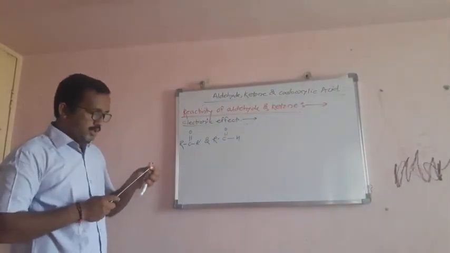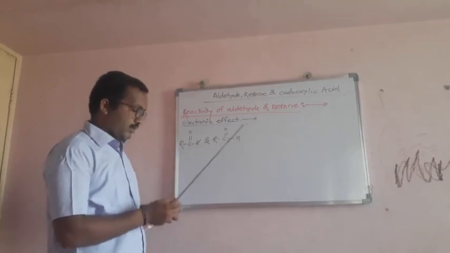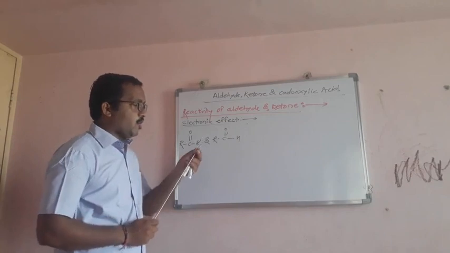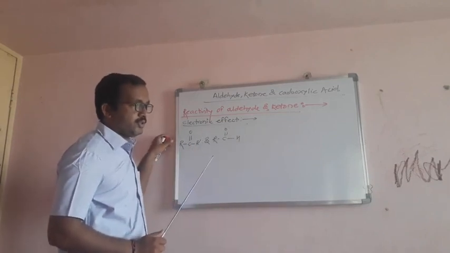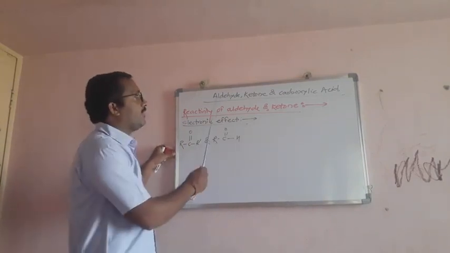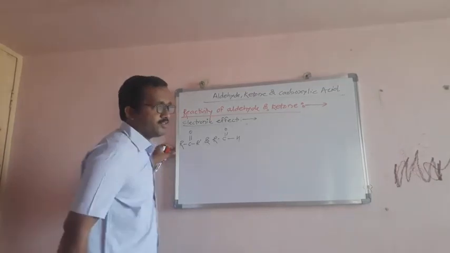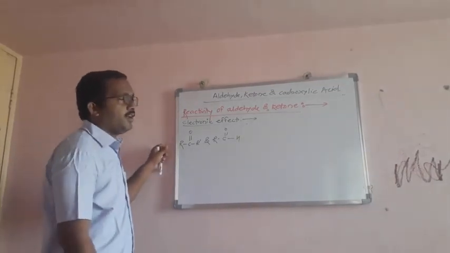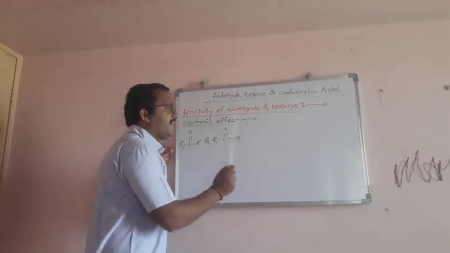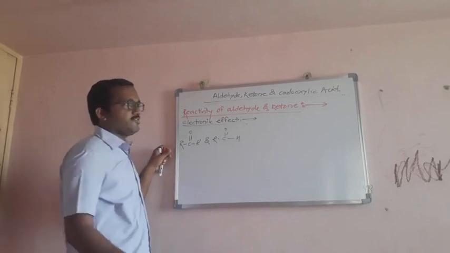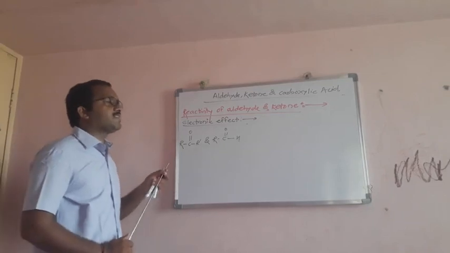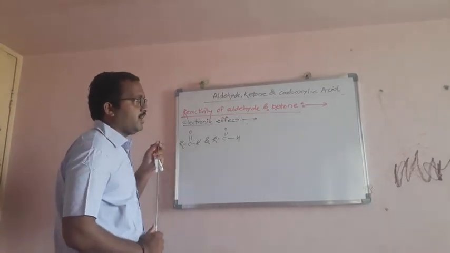Today we are going to discuss the next part of this chapter, that is the reactivity of the aldehydes and ketones. Up to that, we discussed the methods of preparation of aldehyde, ketone, and carboxylic acid. In this lecture, we discuss the reactivity of aldehydes and ketones, and next we discuss the chemical reactions of aldehydes, ketones, and carboxylic acid.